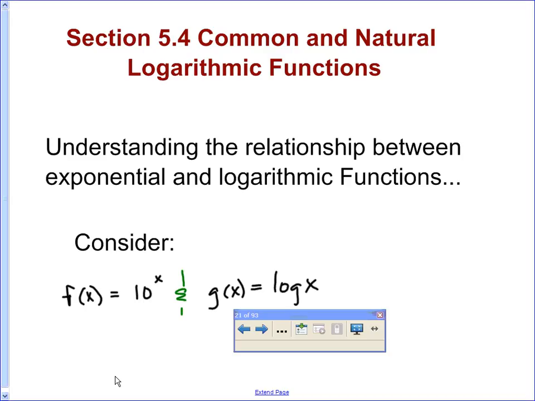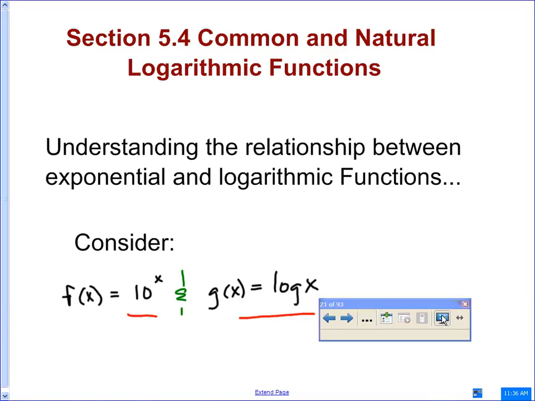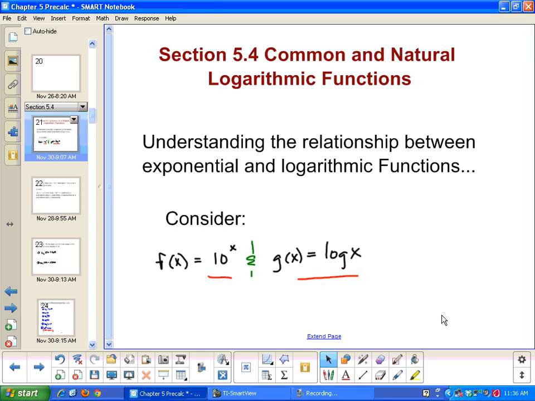In section 5.4, we're talking about common and natural logarithmic functions. Before we start, we're going to attempt to understand the relationship between exponential and logarithmic functions. So let's consider the function 10 raised to the x power, and then also the function log of x. If we graph the two of those, then we can begin to understand what's going on there.